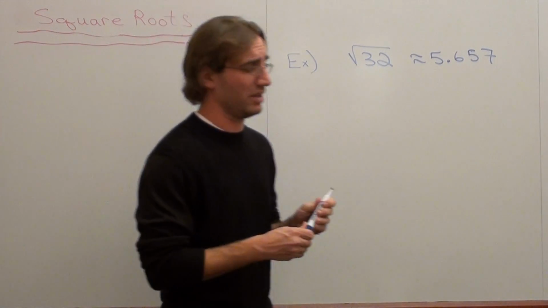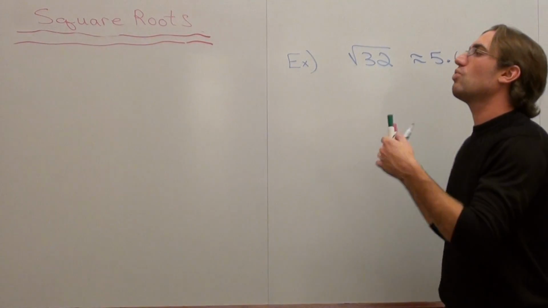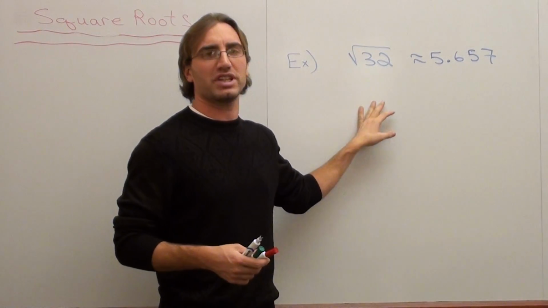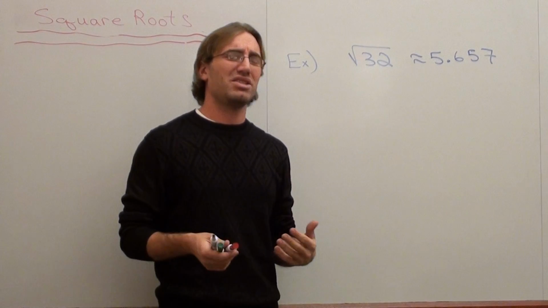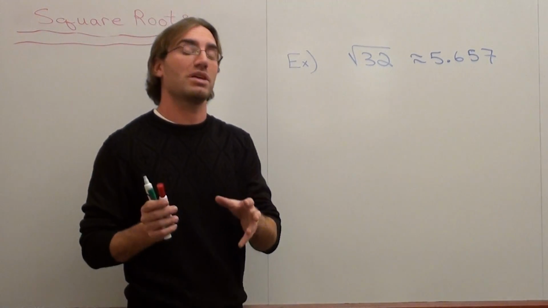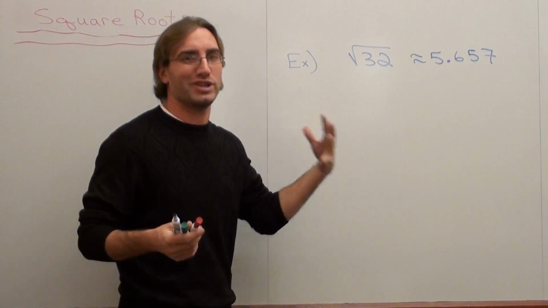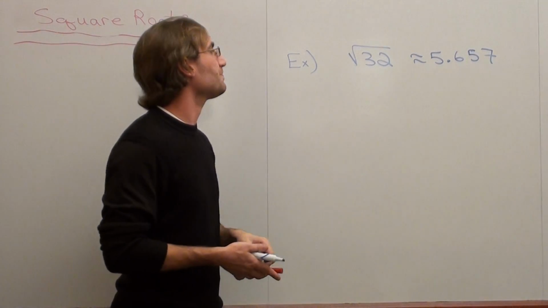Anyways, back to what I was going to say. You're going to get to a point where your teacher's going to say, I don't want decimals. I want a perfect answer. And a student will say, well, I don't understand what you mean by perfect answer. And basically what they mean is no decimals. You have to figure out what the square root of 32 is with no decimals. Well, there's a way to do it.